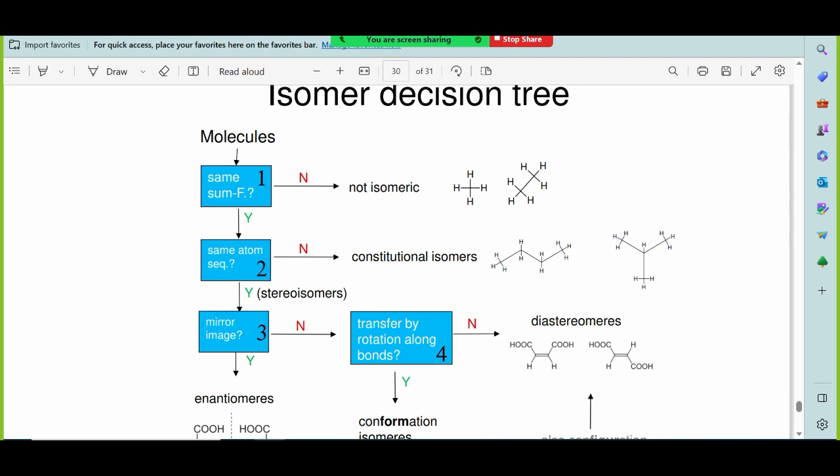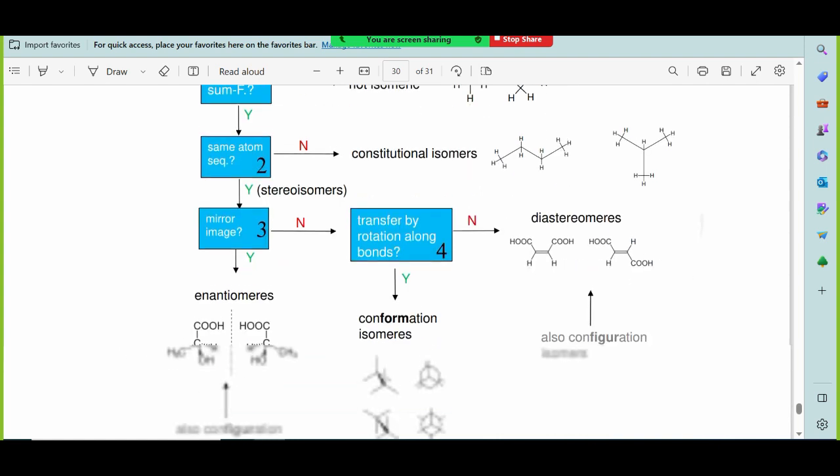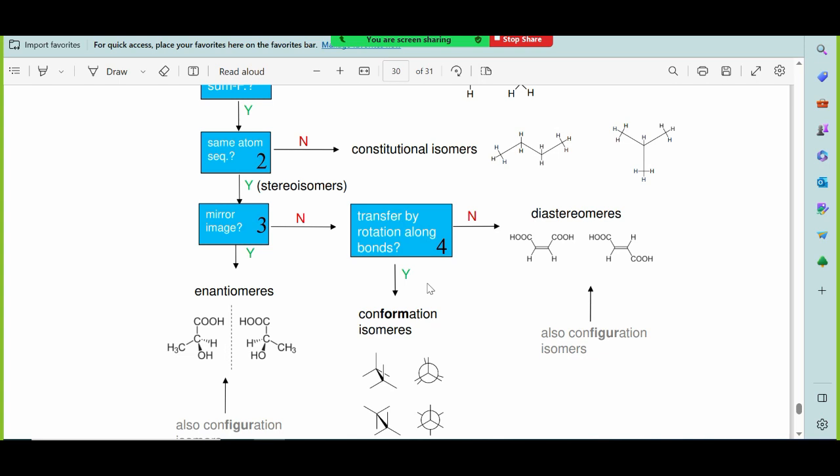If yes, then we have some stereoisomer. All of them are called stereoisomer. But in the stereoisomer, we can have conformation isomer, we can have enantiomer or diastereomer. If they have a mirror image and most probably a chiral center, then it's an enantiomer.